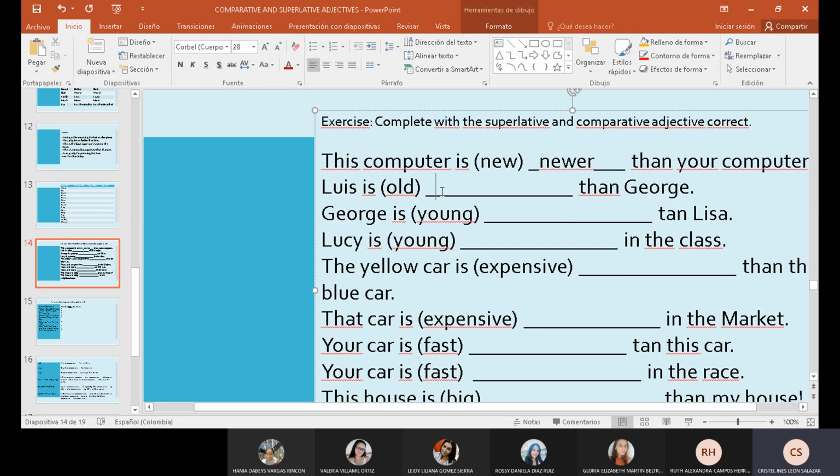Rosie, what is the other sentence? Luis is older than George. Okay, Luis is older than George. Please, Hania. George is younger than Lisa. Okay. Thank you.